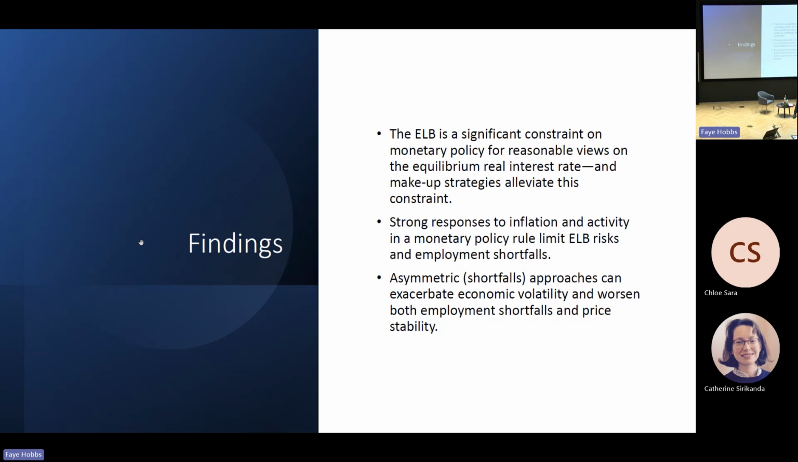And hence, if it is in fact that low, then anything I say about whether the ELB is still relevant, it's even more relevant. So I'm being quite conservative relative to estimates of the ELB. And as a result, the strategies that have developed over the past 15 years, makeup strategies and quantitative easing, are really important parts of monetary policy strategy.